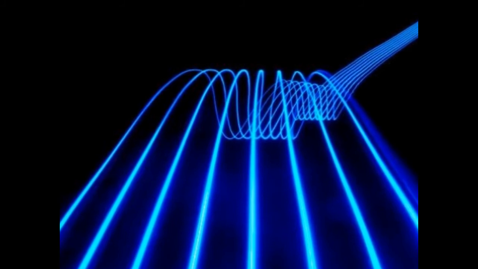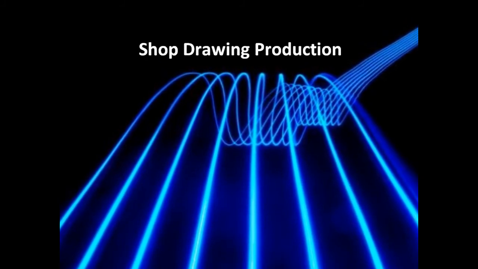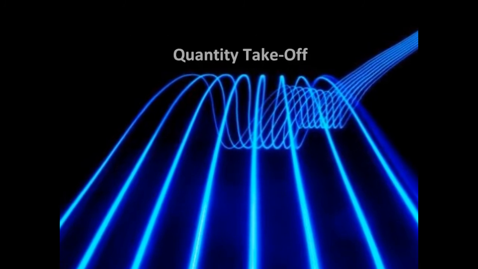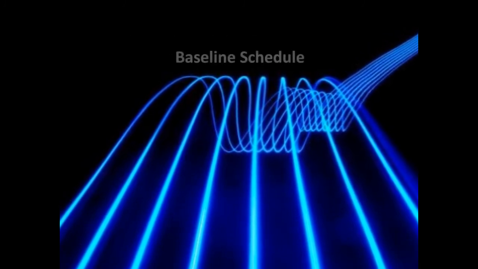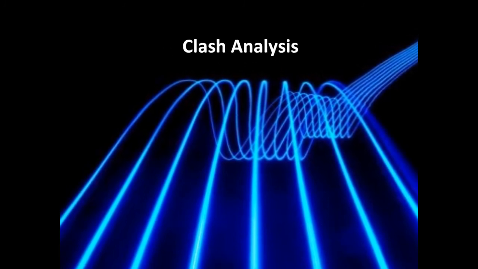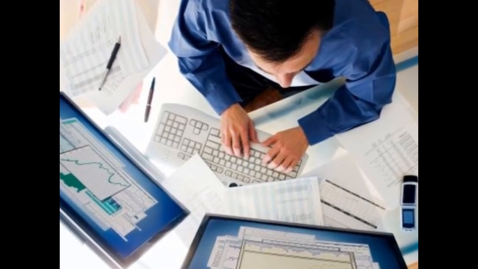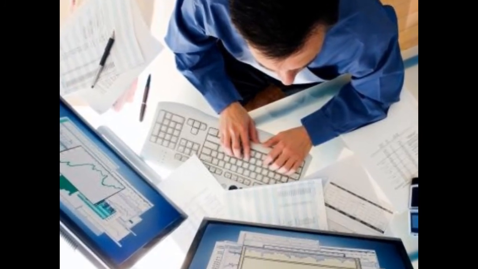In short, PMS Mobilizer allows you to generate shop drawing production in CAD, quantity takeoff in Excel, and baseline schedule preparation in Primavera after conducting clash analysis. This system multiplies your project handling capacity with greater accuracy and free from human errors.